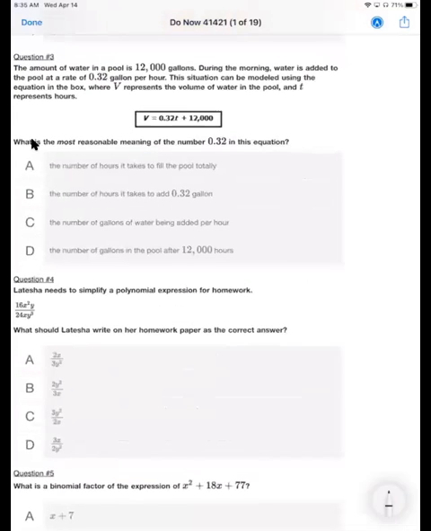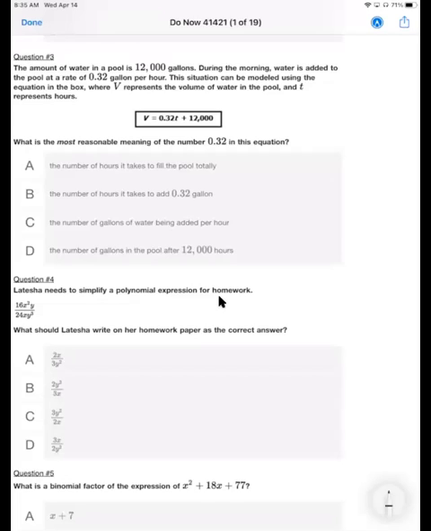All right, number 3, the amount of water in a pool is 12,000 gallons. During the morning, water is added to the pool at a rate of 0.32 gallons per hour. This situation can be modeled using the equation in the box, where V represents the volume of water in the pool and T represents the hours. All right, so V represents the volume and T represents the hours.